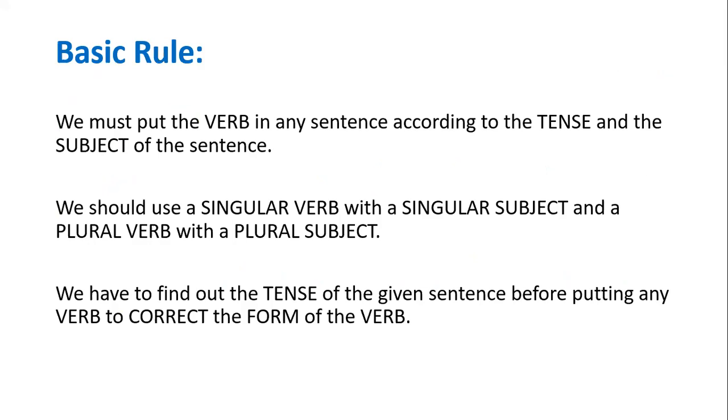So the basic rule is this: we must put the verb in any sentence according to the tense and subject of the sentence. We should use a singular verb with a singular subject and a plural verb with a plural subject. We have to find out the tense of the given sentence before putting any verb, to correct the form of the verb we are putting on. So you see here, tense and subject. These two factors are very important in case of right form of verbs.